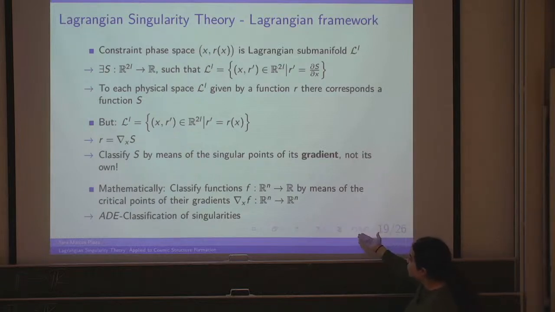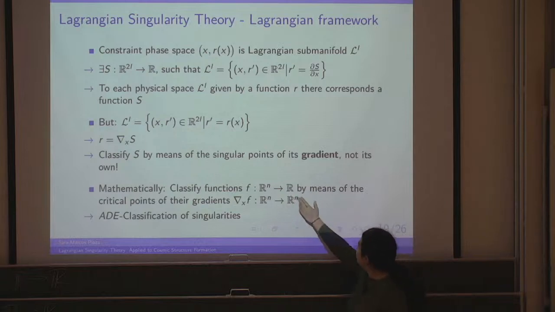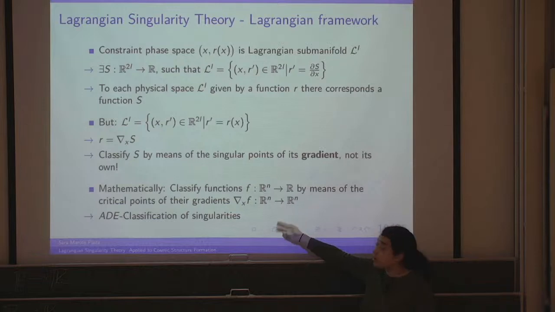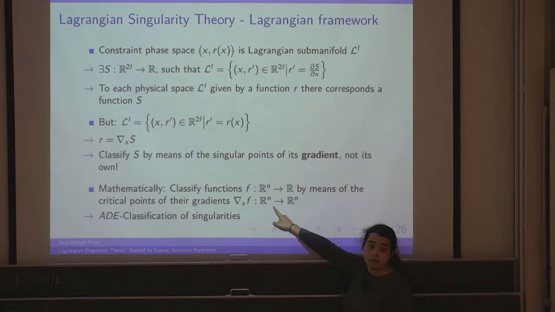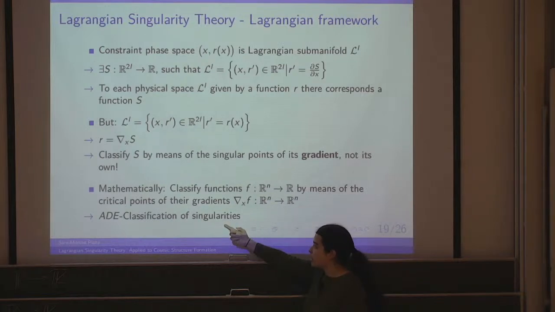Mathematically, what we're trying to do is classify functions of this form by means of the critical points of their gradients that have this form. So that's why, even though these functions are Morse functions, I need singularity theory to be able to categorize them in the way I want. This classification is called in literature the ADE classification of singularities if we don't apply Lagrangian structure to it.